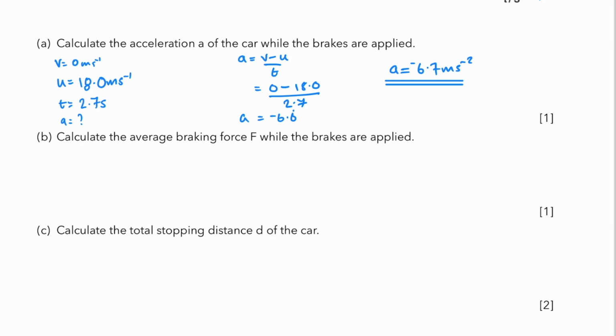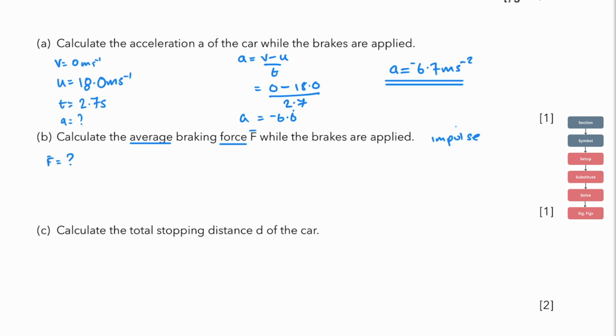B, calculate the average braking force while the brakes are applied. We see the word average, we see the word force, average force. I think we're going to be looking at impulse. So we head to the section of the data booklet that applies to this question. It's impulse. Then we write down the symbols on the left-hand side. We want to find out what the average force is. We have mass is equal to 1,200 kilograms, and we have the rest of the data up there. Then we set up the correct equation. The correct equation for impulse is this.